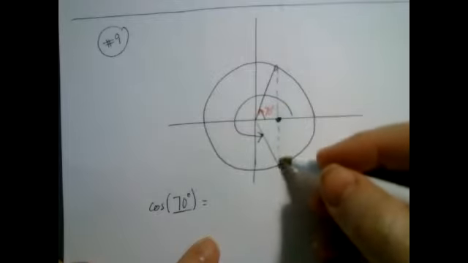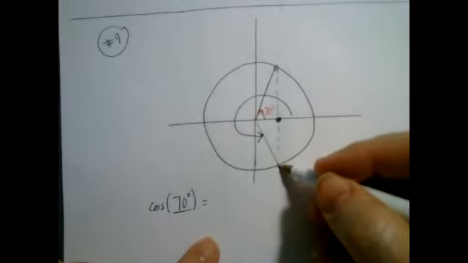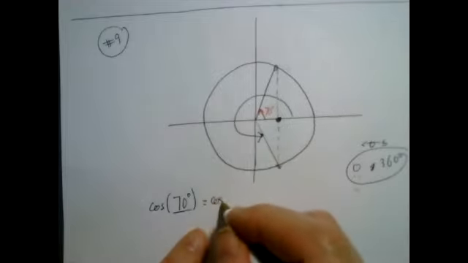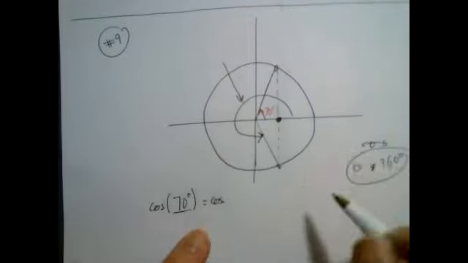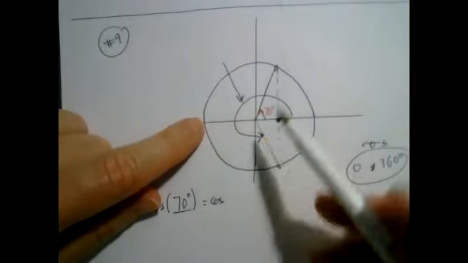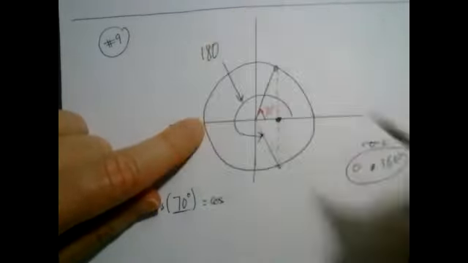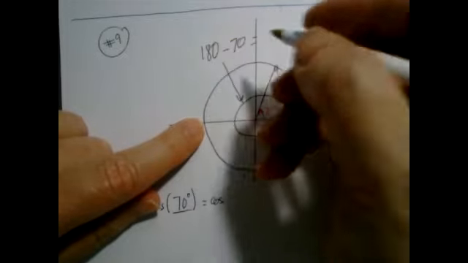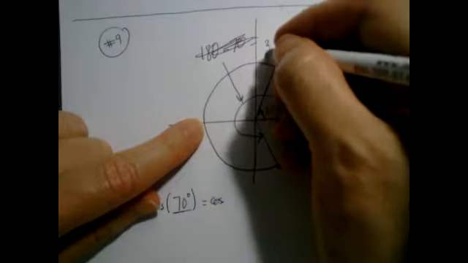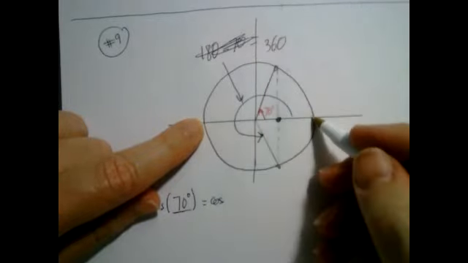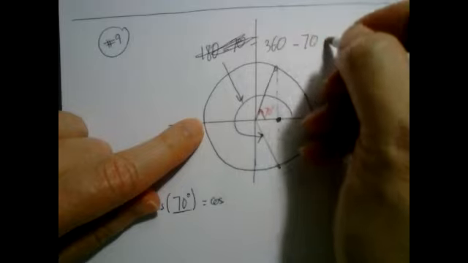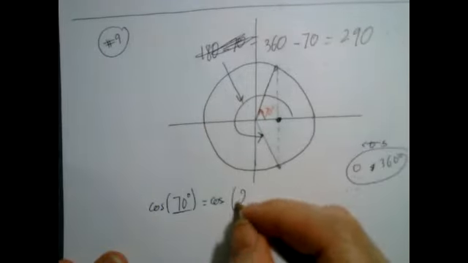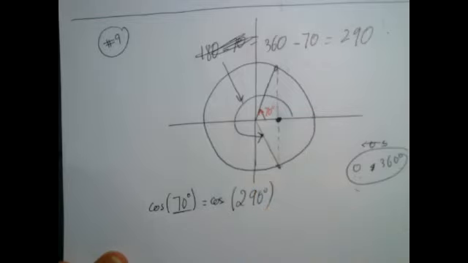So we just go to the same x-coordinate I want. So we go just to the fourth quadrant. So this is going to be equal to what? What's this angle here? We look at the picture. This angle is 360, the whole thing. You're taking away 70 from it, which is going to give me the 290. So this is the same as the cosine of 290.